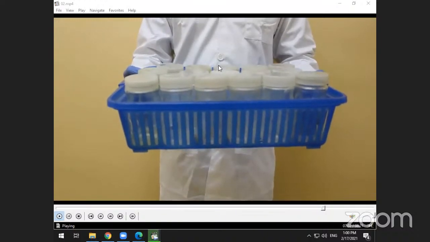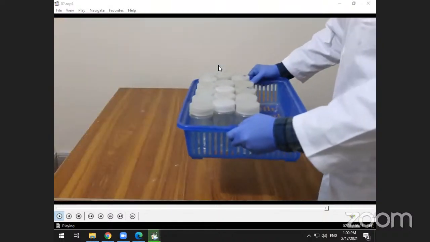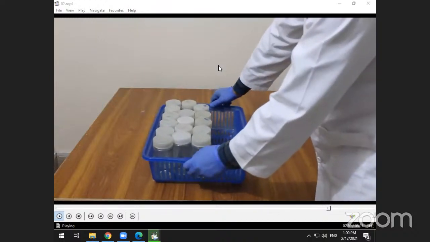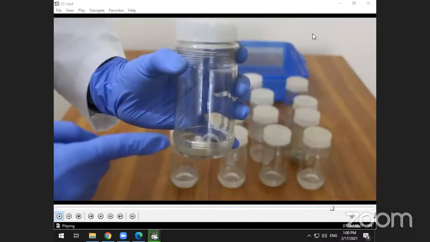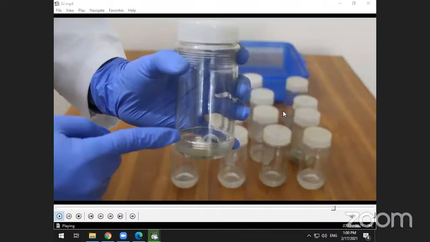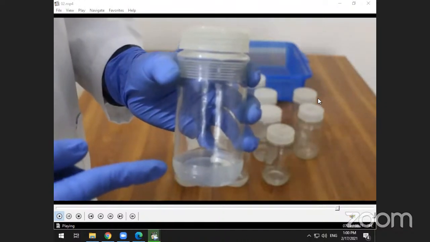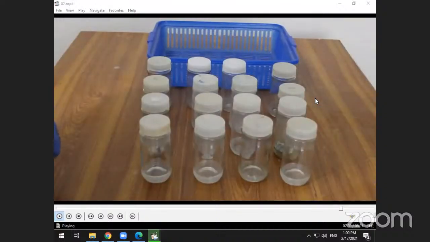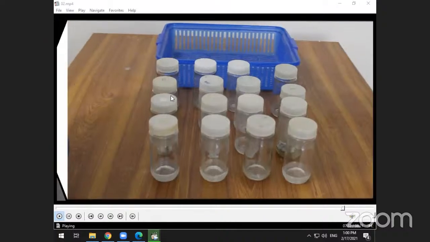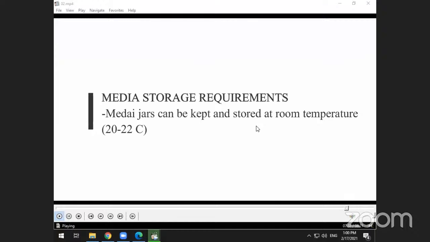After autoclave, the media jars will be kept in growth room for 3 to 4 days to check any sign of contamination. In case you find any sign of contamination in your media jar, remove and discard that jar immediately. Contamination-free jars will be used for further experiment. Media jars can be stored at a temperature of 20 to 22 degrees Celsius.